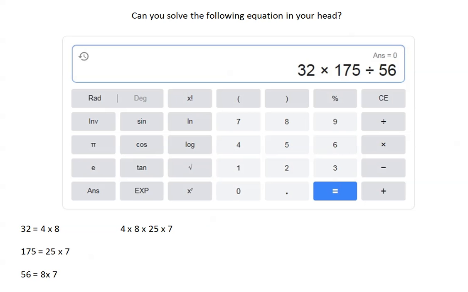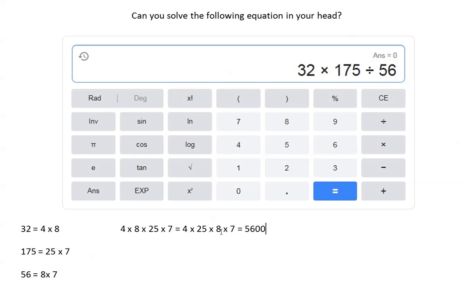Alright, still not that easy, is it? Let's change the order a bit. Let's change it to 4 times 25 times 8 times 7. Okay, now you could probably work this out in your head. What's 4 times 25? 100. 100 times 8? 800. 800 times 7? Well, we know 8 times 7 is 56, so 800 times 7 will be 5,600.